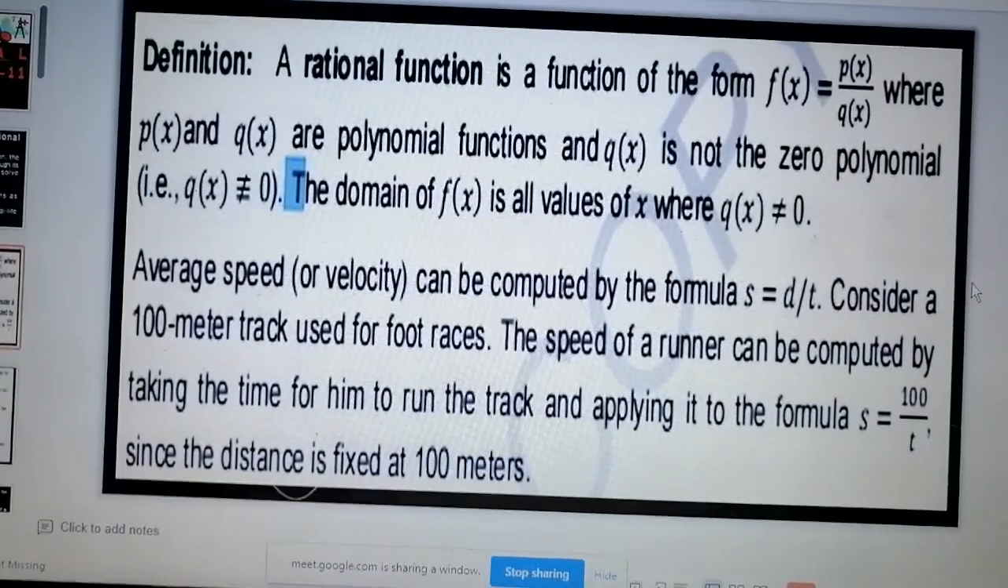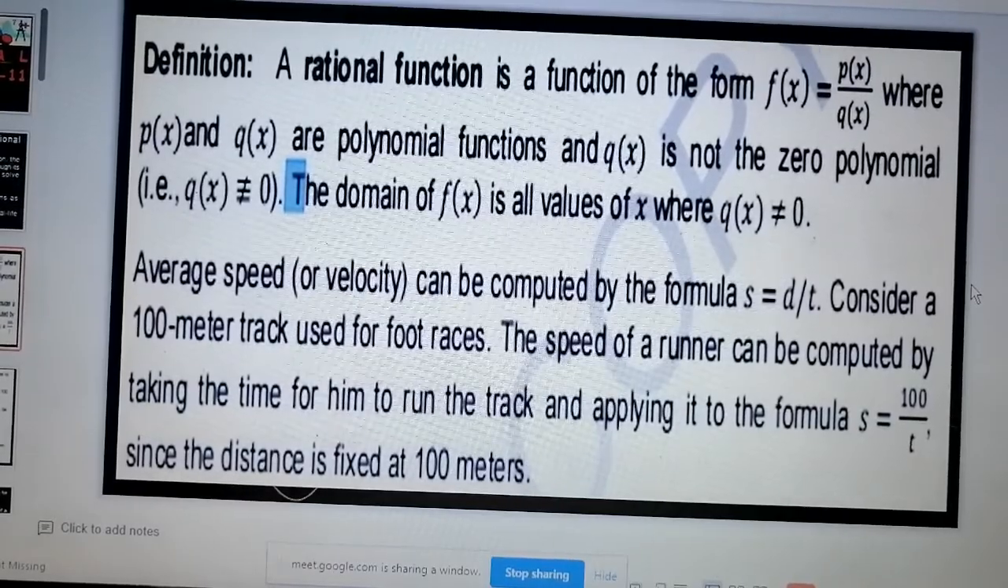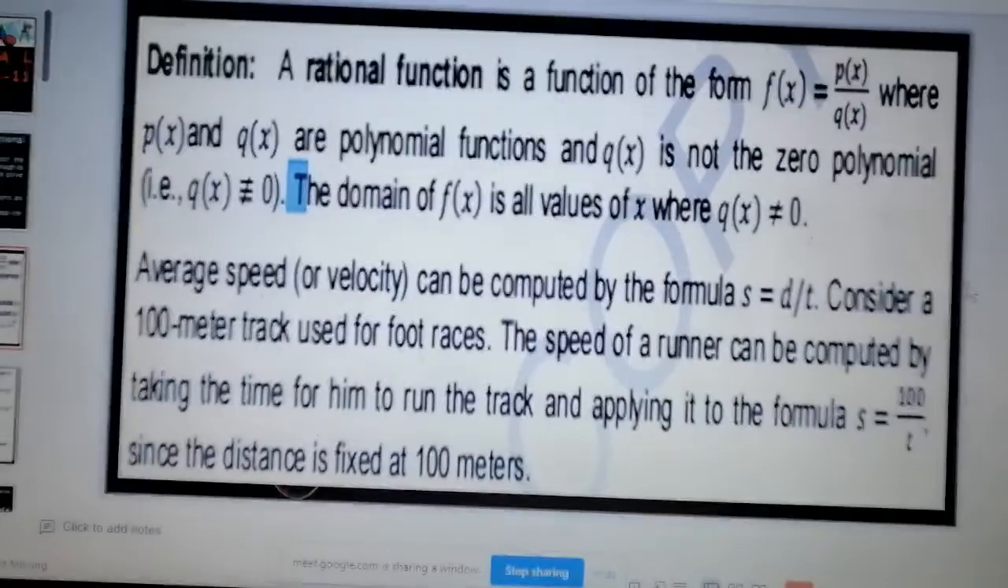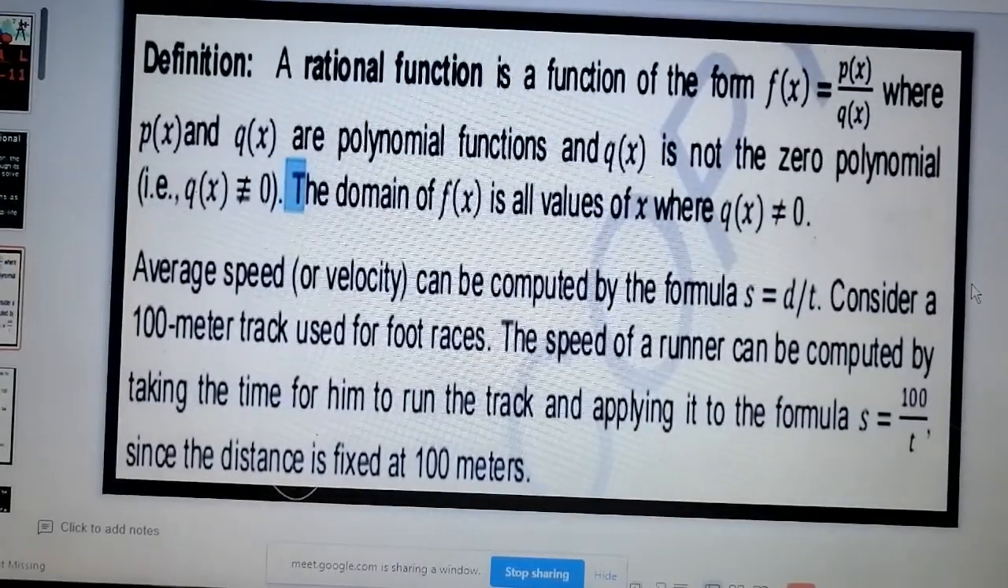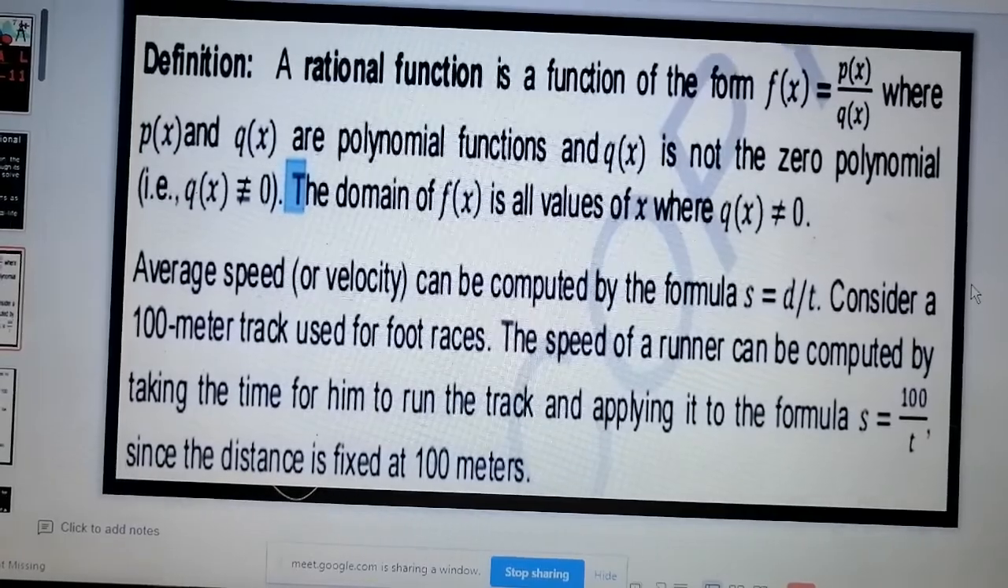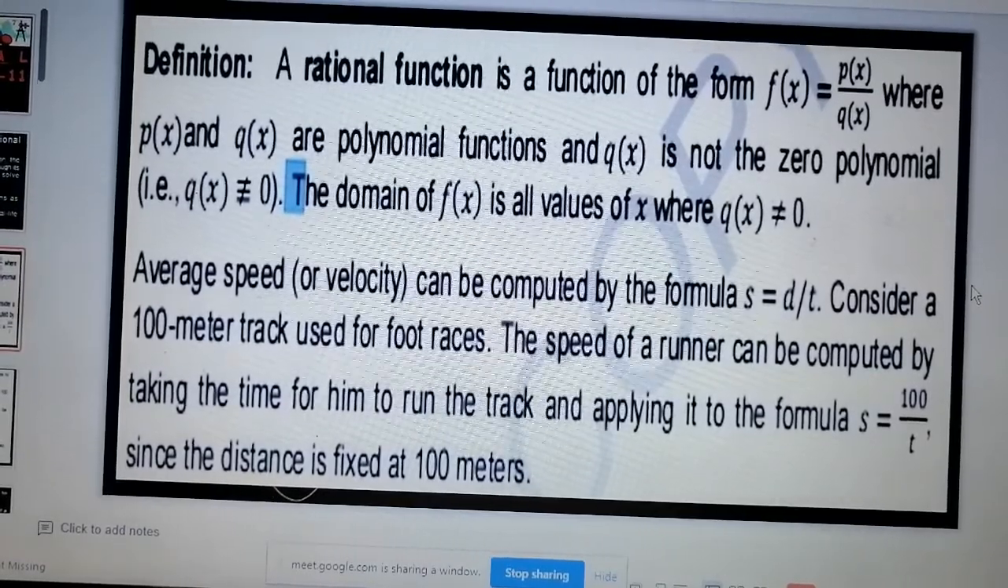Okay. This is a function of the form f(x) is equal to p(x) divided by q(x).